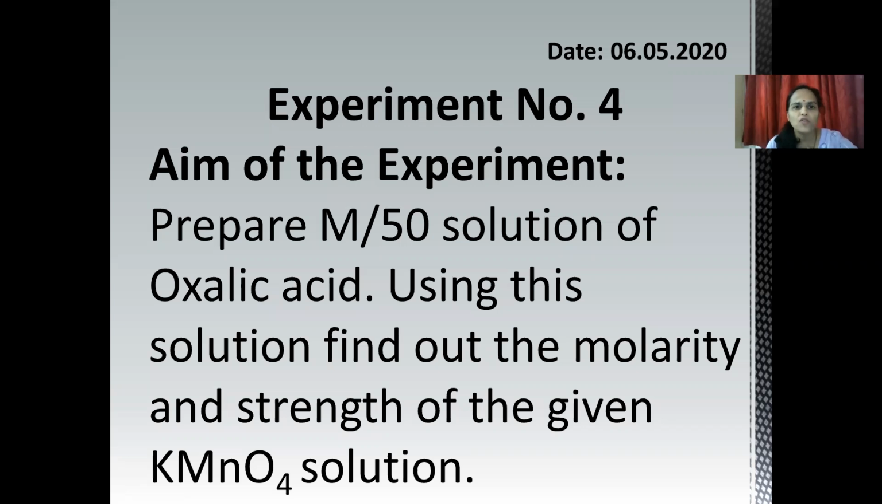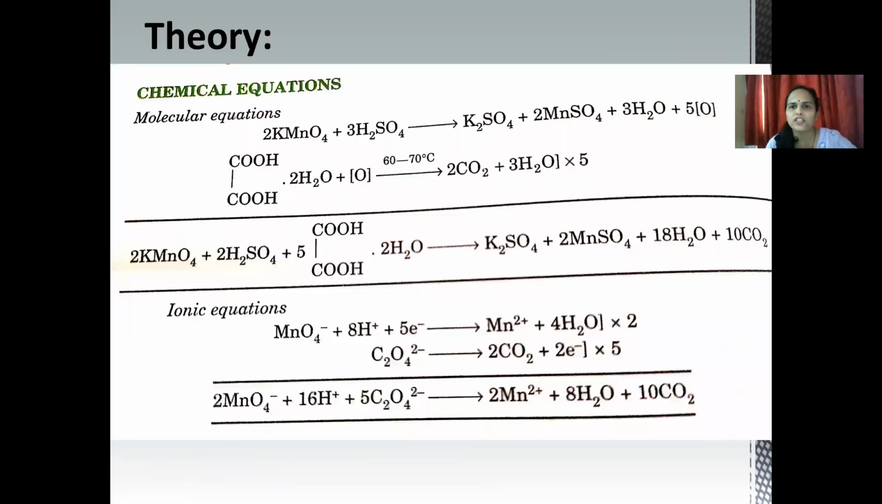So experiment number 4, aim of the experiment is to prepare M/50 solution of oxalic acid, and using this solution find out the molarity and strength of the given KMnO4 solution. You will write this on today's date, that is 6/5/2020. After the aim of the experiment, you will write theory.